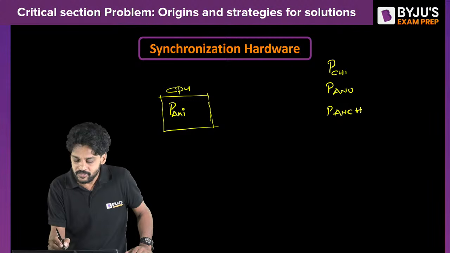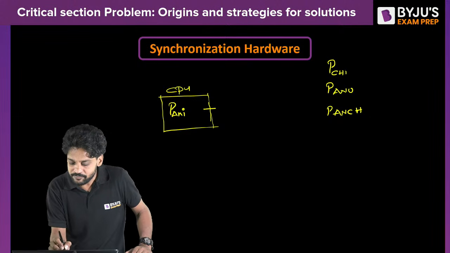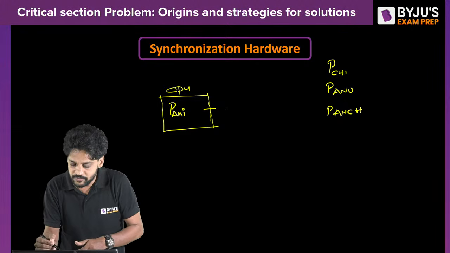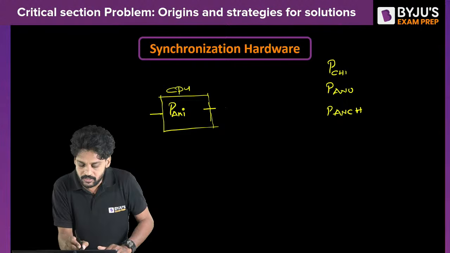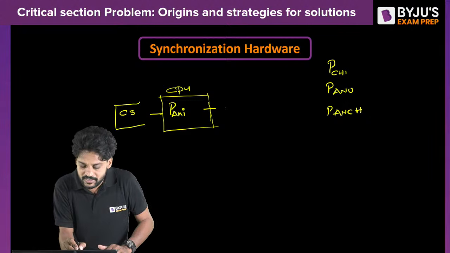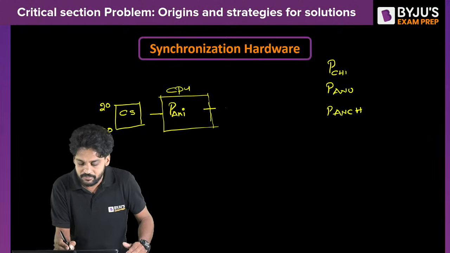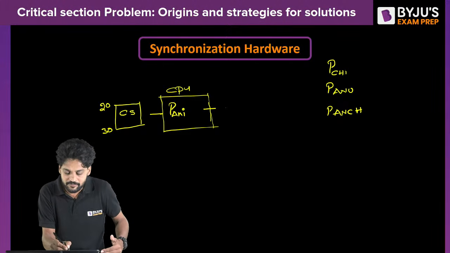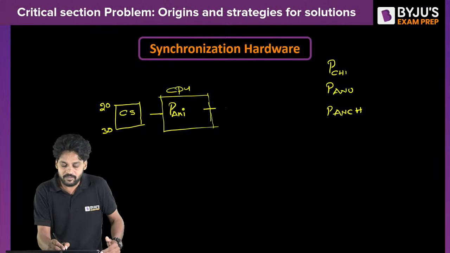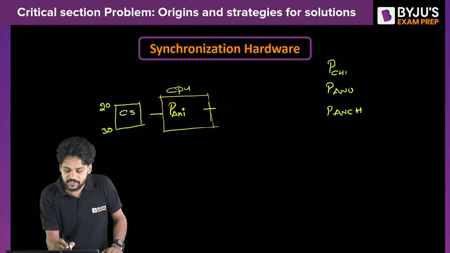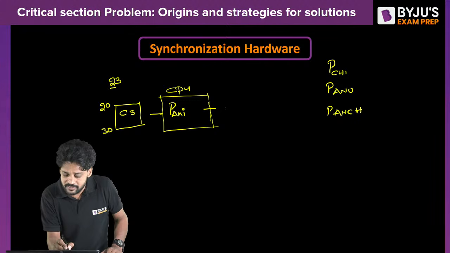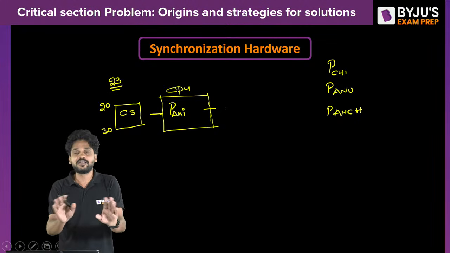Now, when PANI is executing, he is executing in the critical section of code. Let us say my critical section of code is in between the 20th instruction and the 30th instruction. If I execute in between the 20th and the 30th, I'm executing in the critical section. So let us understand something. I finished till the 23rd instruction. That means I'm not yet finished with my critical section at all.